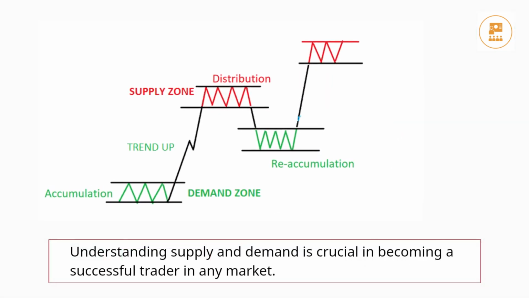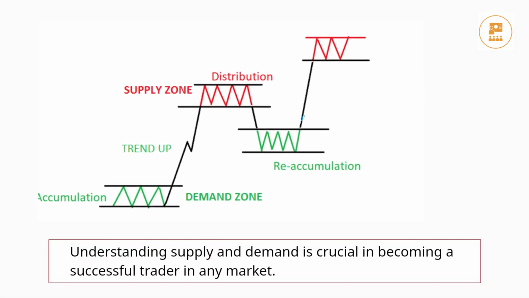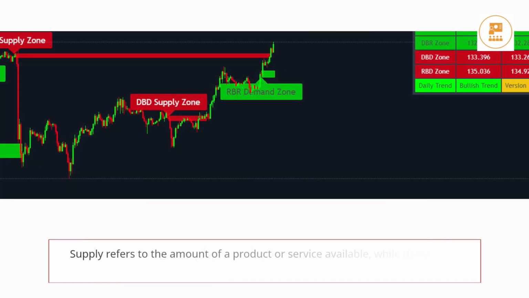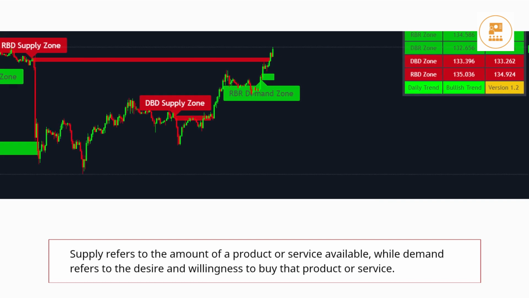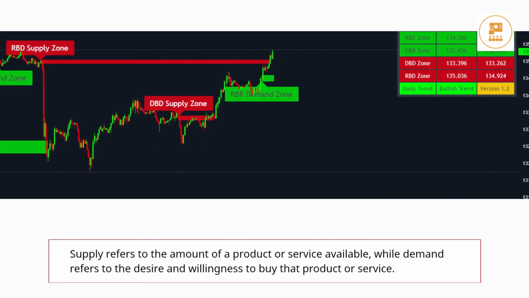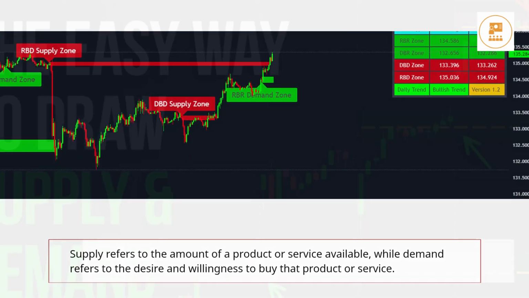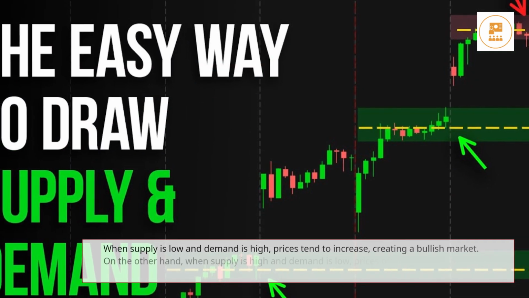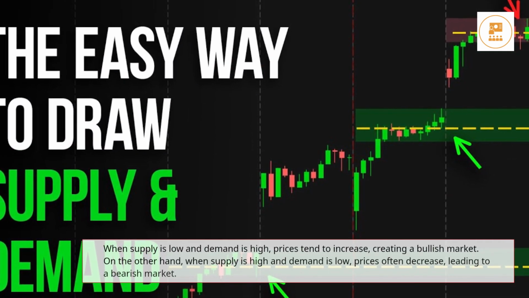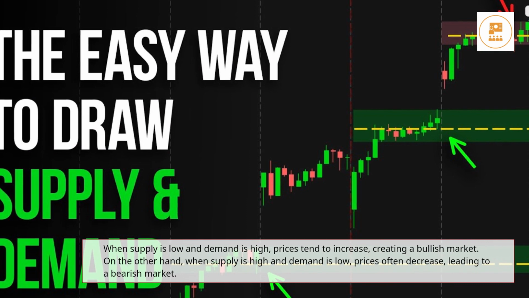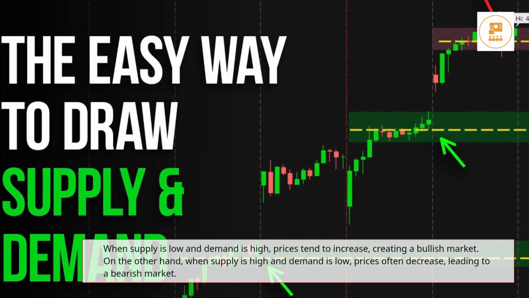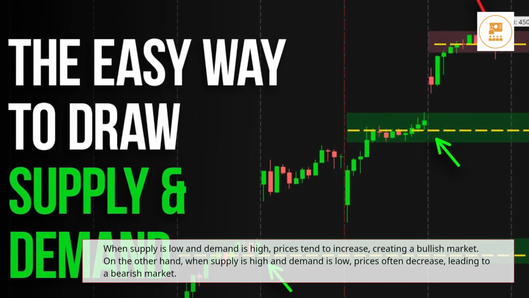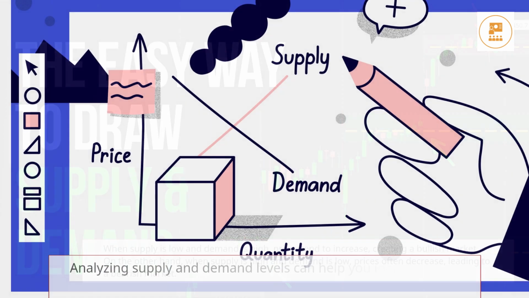Understanding supply and demand is crucial in becoming a successful trader in any market. Supply refers to the amount of a product or service available, while demand refers to the desire and willingness to buy that product or service. When supply is low and demand is high, prices tend to increase, creating a bullish market. On the other hand, when supply is high and demand is low, prices often decrease, leading to a bearish market.